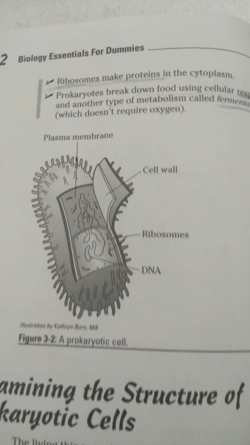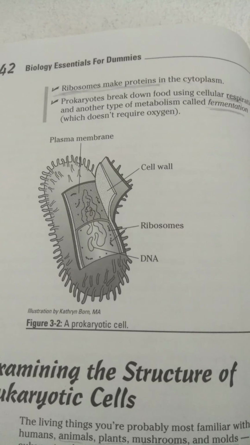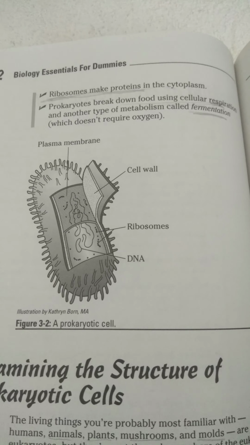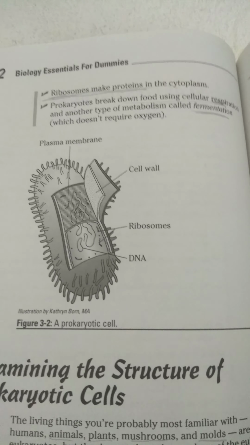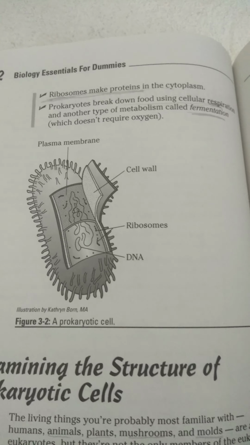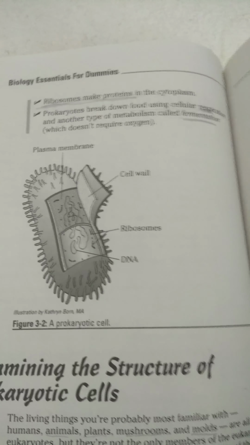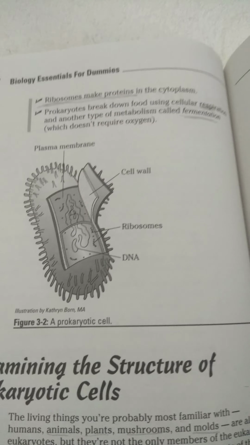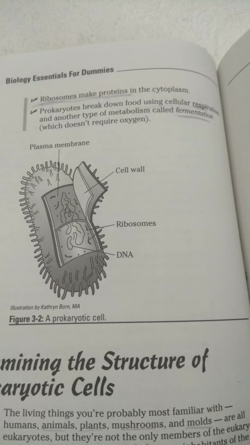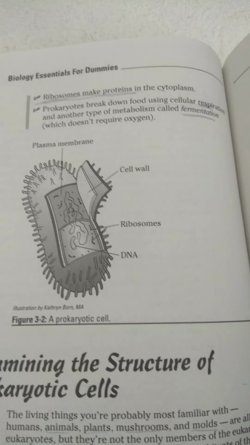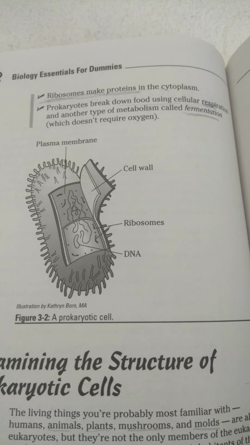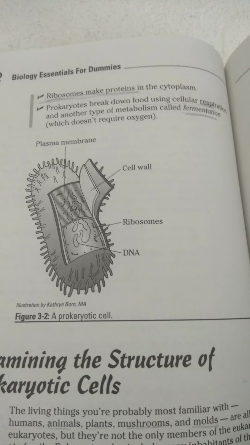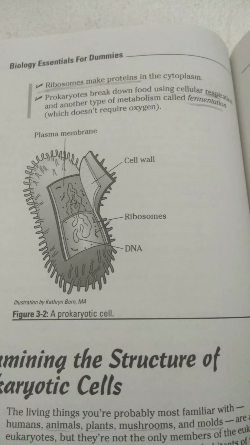Now we also have ribosomes. Ribosomes make proteins in the cytoplasm. We know the cytoplasm is the watery part of the cell structure. Now, prokaryotes, how do they feed? How do they get food? Prokaryotes break down food using cellular respiration and another type of metabolism called fermentation, which doesn't require oxygen.